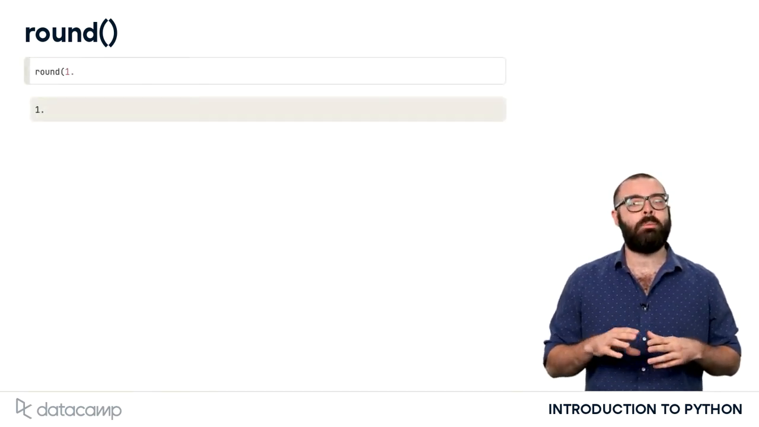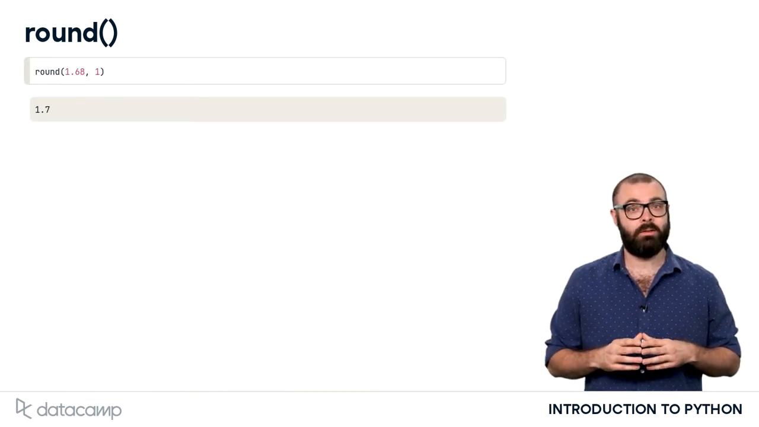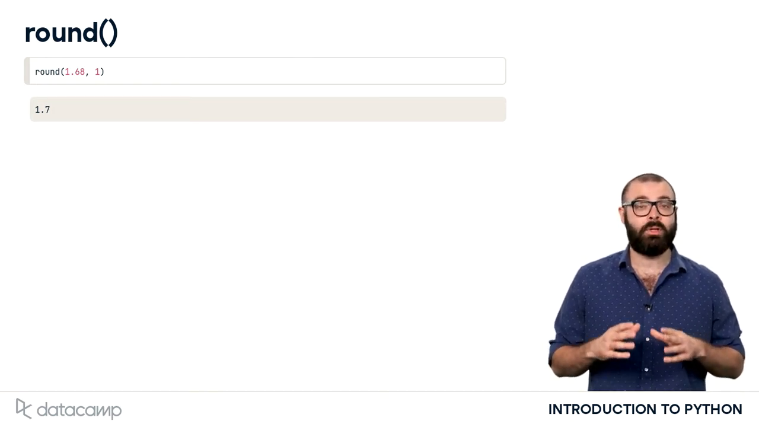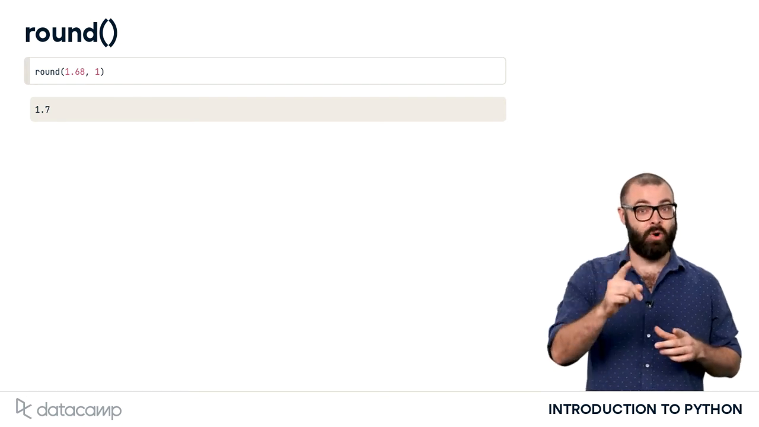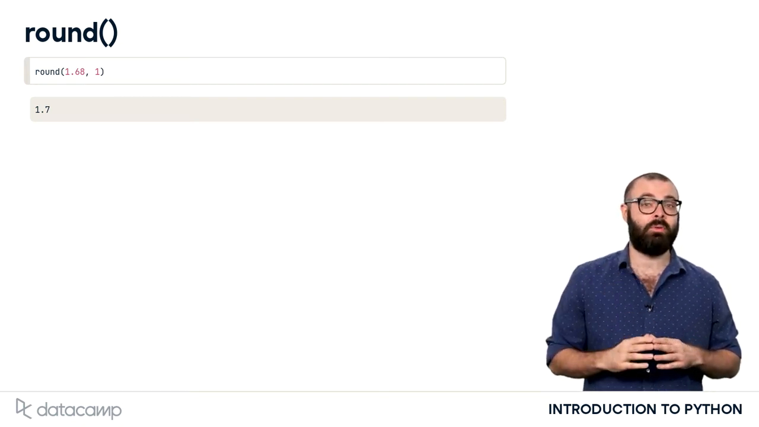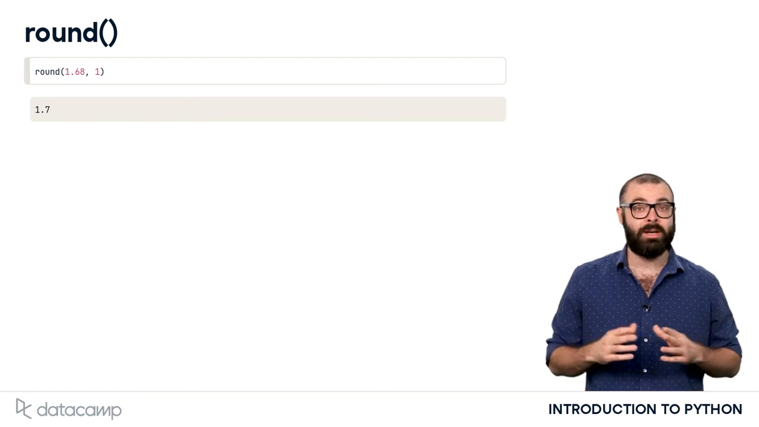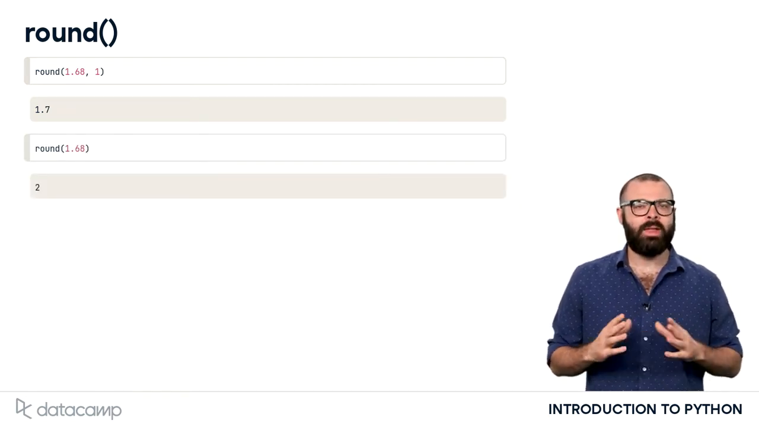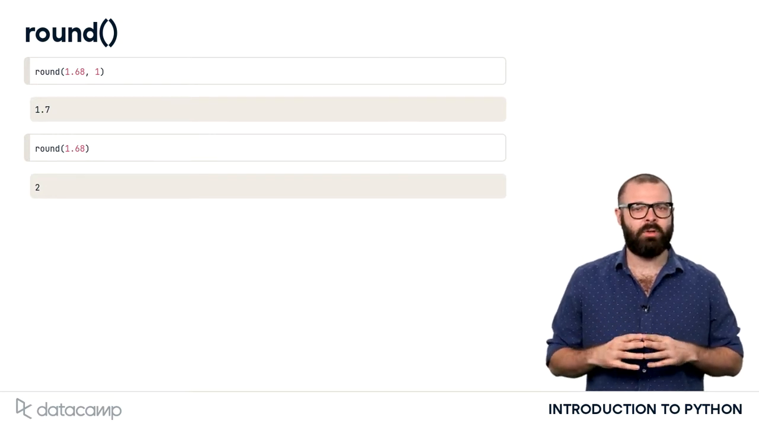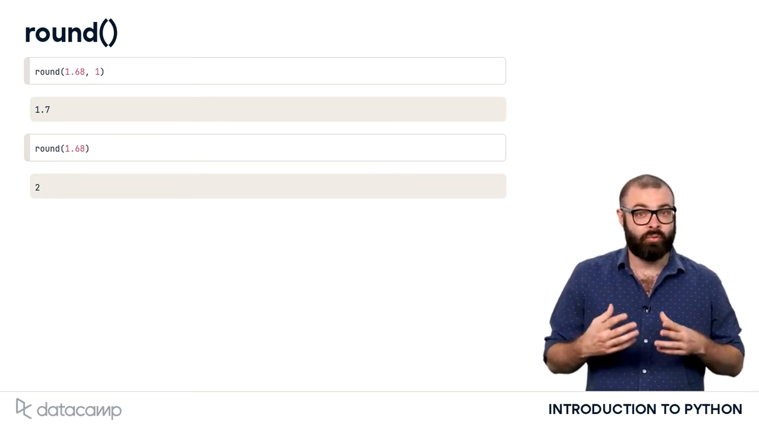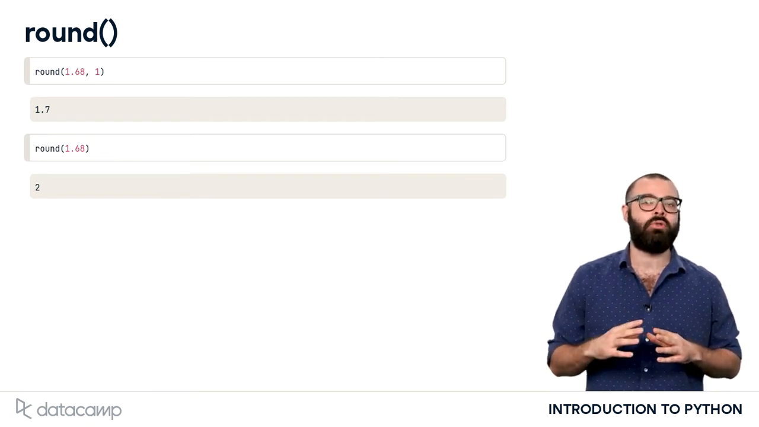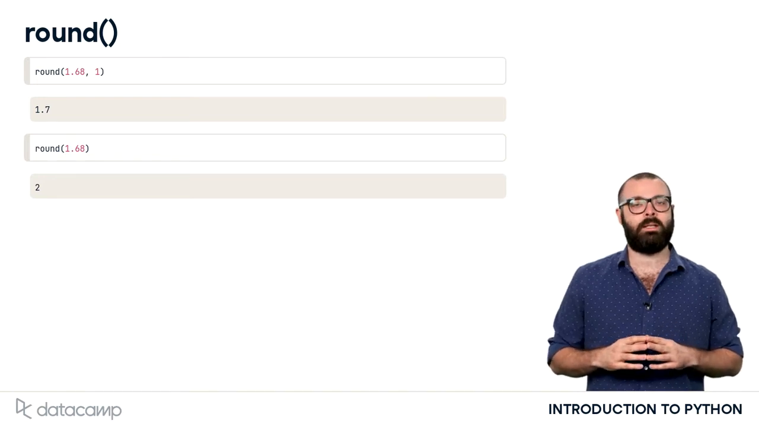Say you want to round 1.68 to one decimal place. The first input is 1.68, the second input is 1. You separate the inputs with a comma. But wait, there's more. It's perfectly possible to call the round function with only one input, like this. This time, Python figured out that you didn't specify the second input and automatically chooses to round the number to the closest integer. To understand why both approaches work, let's open up the documentation.